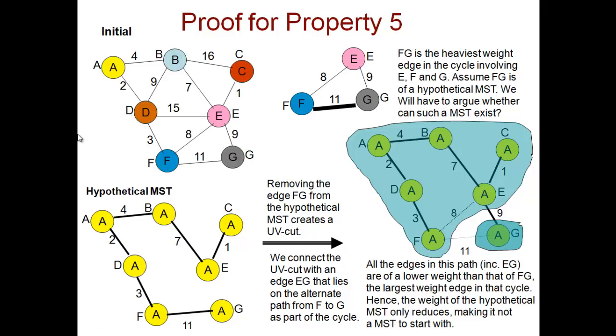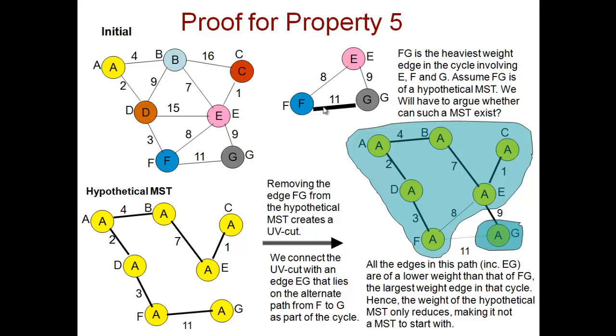So the theorem or the property is about the largest edge weight of any cycle in a graph of unique edge weights. If a graph has unique edge weights like this, where no two edges have the same weight, then for any cycle in the graph, the edge with the largest weight in the cycle cannot be part of any minimal spanning tree. Is that clear?